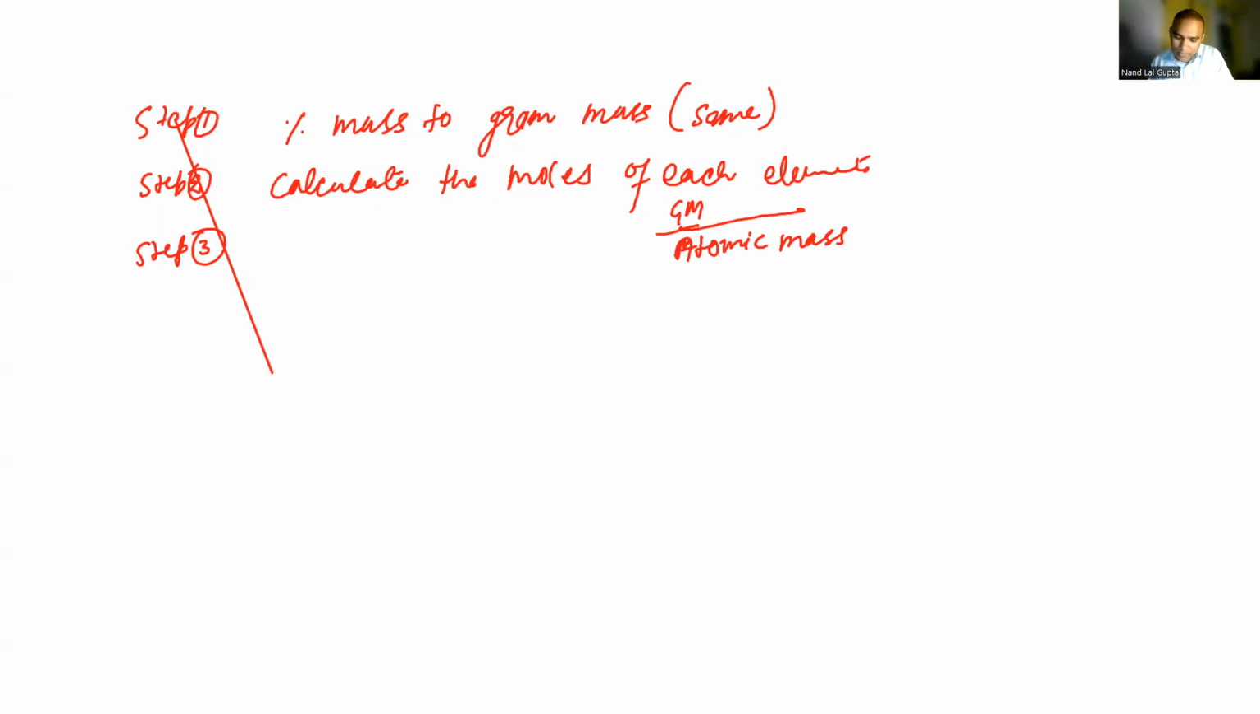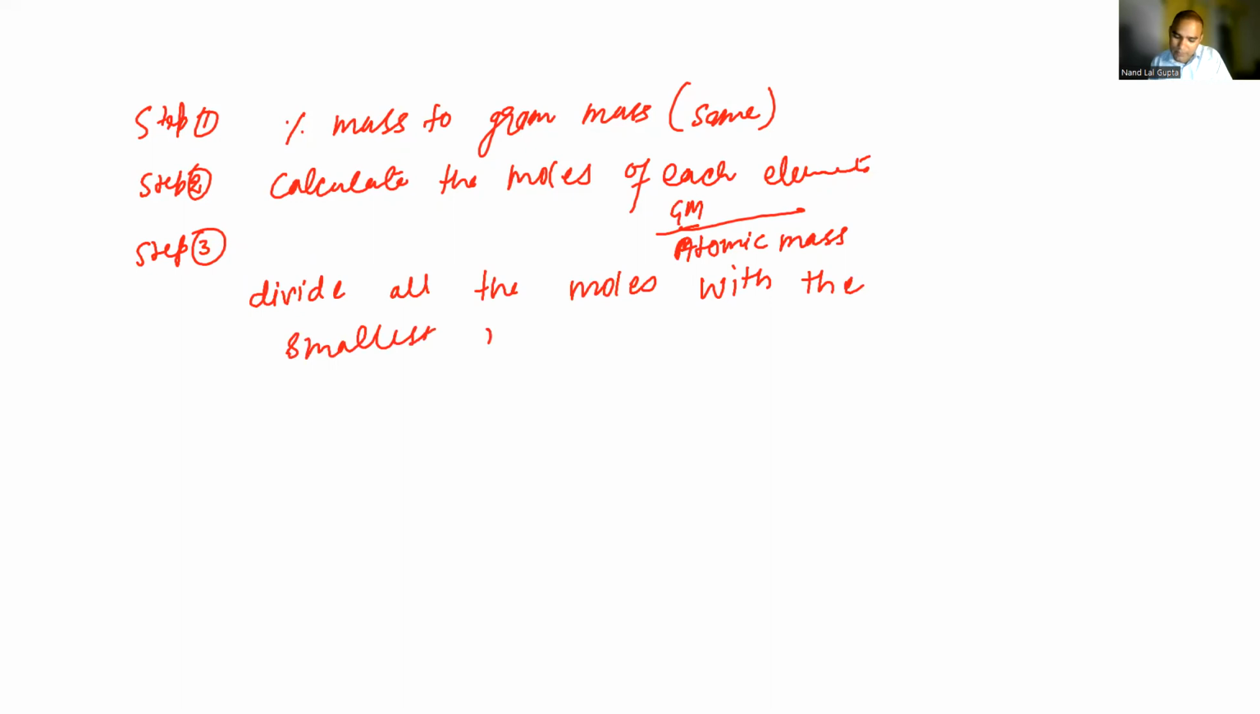Step number 3. Here this third step is a little bit confusing. What they are saying is, divide all the moles with the smallest mole. So whatever moles you are getting, you need to divide with the smallest mole, so that you get the least ratio.